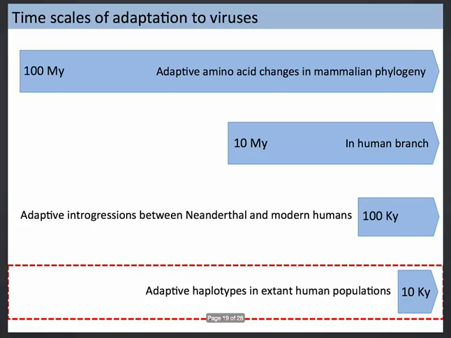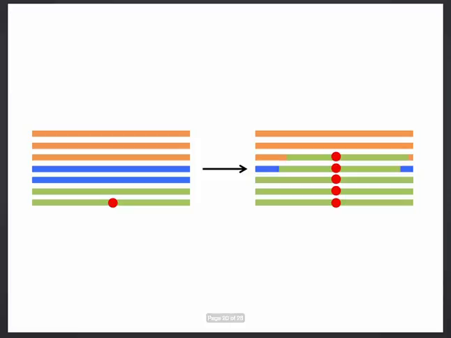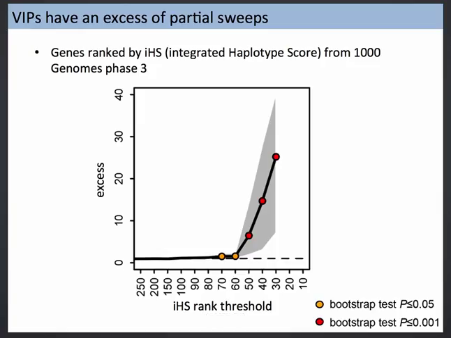So that was for integrations between Neanderthal and modern humans. Now, if we look at the most recent signals of adaptation that we can look at in human, looking at adaptive haplotypes, it covers about 10,000 years of past human evolution. This time we looked at new adaptive mutations driving haplotypes to a large frequency, and especially large haplotypes being driven to a high frequency. To do this, we used the iHS statistic, which is a pretty well-known statistic to study partial sweeps.